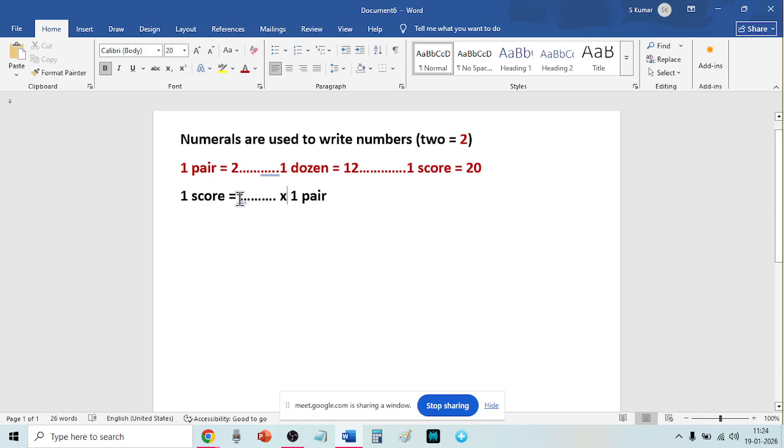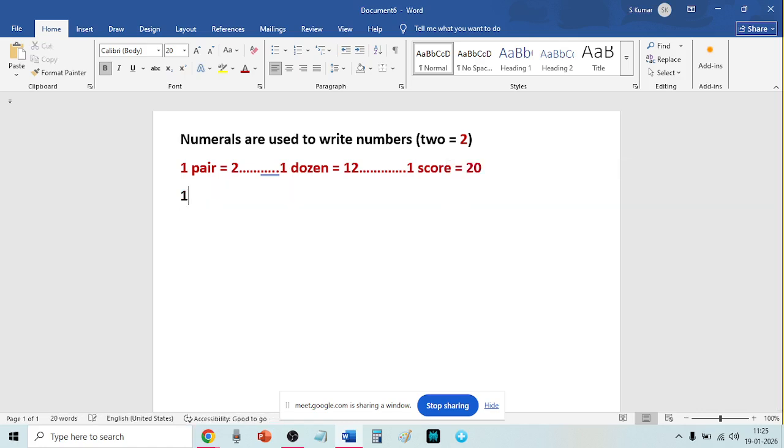One score equals, on the top you have got it, it is written there. 10, yeah. If you multiply by 10, 10 into one pair is one score. So you can also write one score equal to 10 into one pair, or 10 pairs. 10 times one pair, that is 10 pairs. 10 pairs, one score.